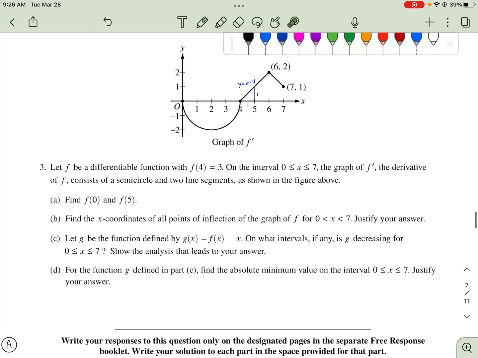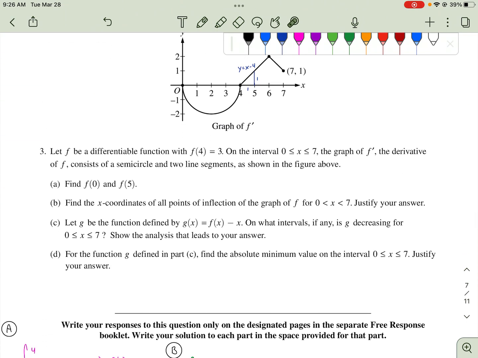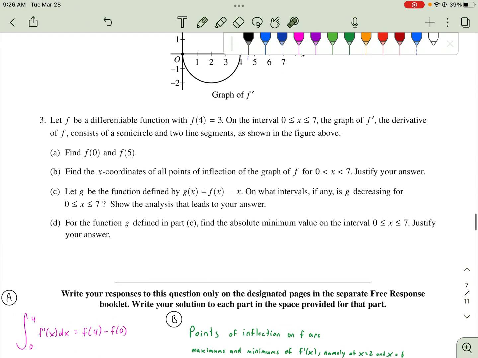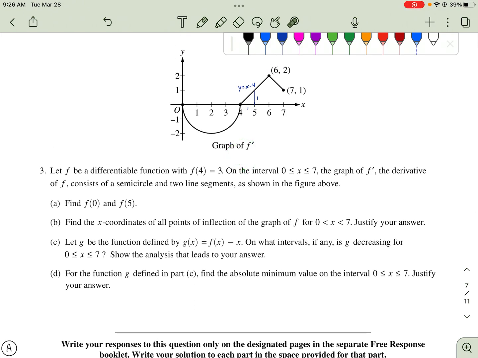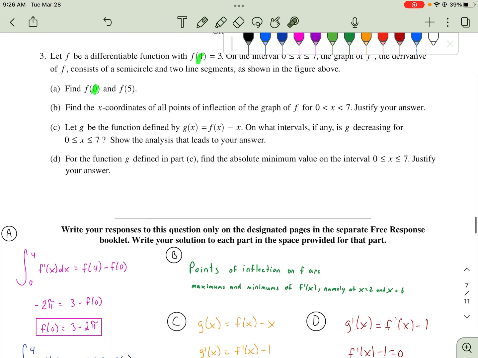All right, number 3. All right, so we have a graph of f prime. It wants us to find f of 0 and f of 5. So this is where they tell us a value of f. And so we can get f from f prime by doing integrals. But when you do the integral, you have to choose your bounds wisely. You want this to be a bound and this to be a bound.